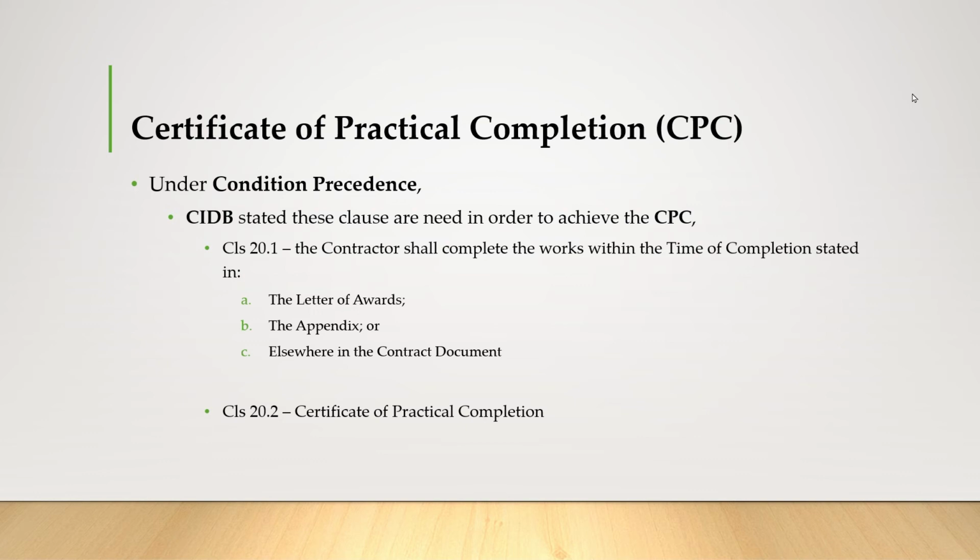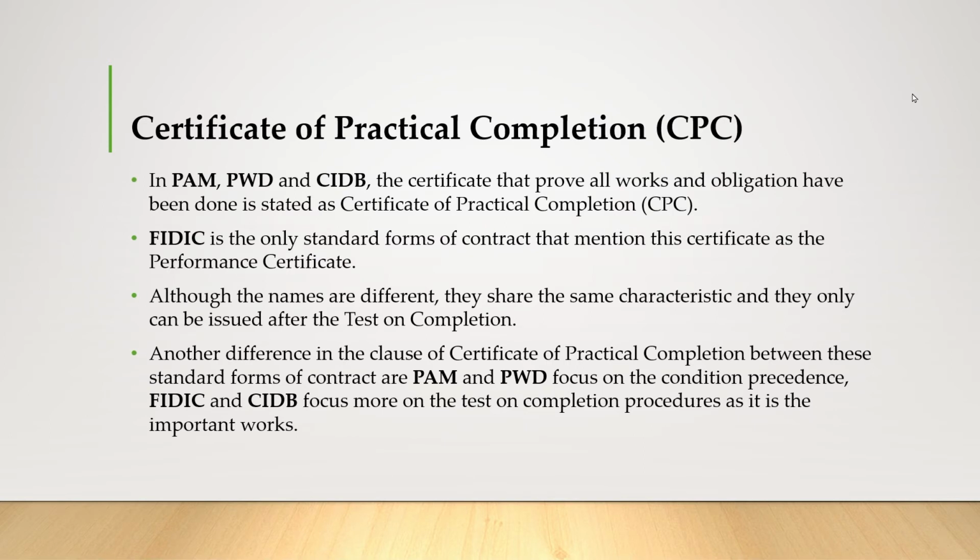So in clause 20.1, the contractor shall complete the works within the time of completion stated in the letter of award, appendix, or elsewhere in the contract documents. And also clause 20.2, the certificate of practical completion, the CPC. So in PAM, PWD and CIDB, the certificate that proves all works and obligations have been done is stated as the certificate of practical completion, CPC.